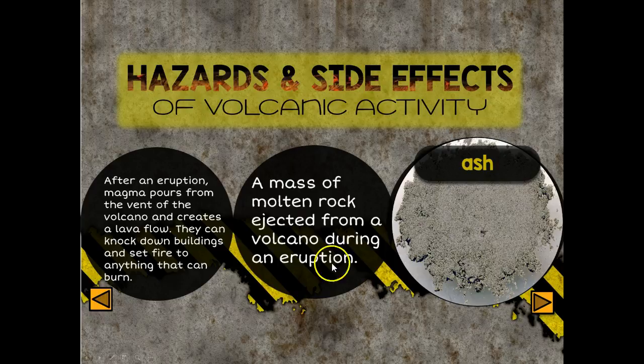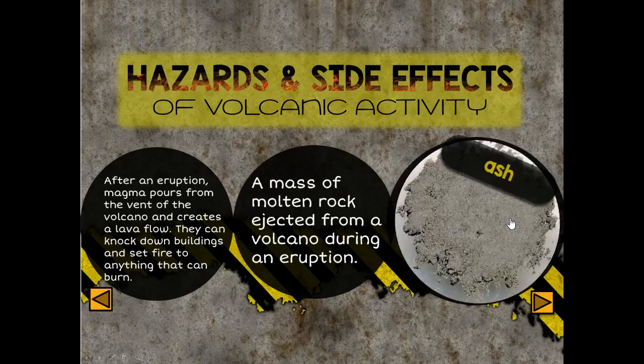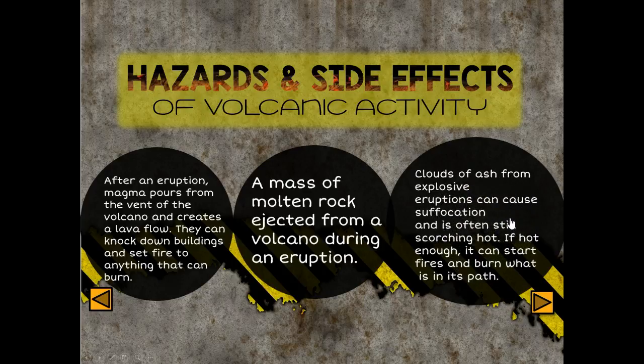And then the last thing that really is damaging is ash. In fact, whenever an airplane flies into a cloud of ash, that ash will actually get into the engine and make the engine stall out, can ruin the engine, and the plane will have to make an emergency landing. So clouds of ash from explosive eruptions can also suffocate and often are very, very scorching hot. If they're hot enough, they can start fires and they can burn whatever is in their path. So that's that hot ash.